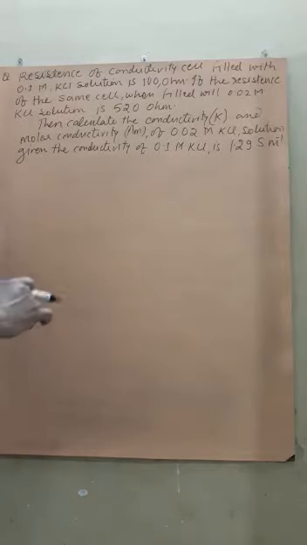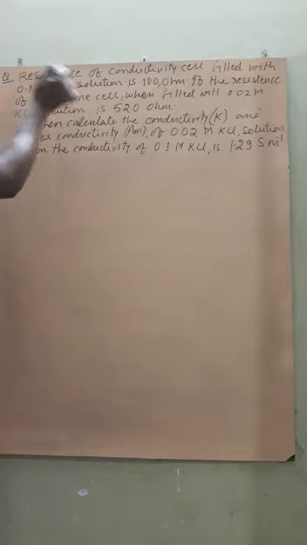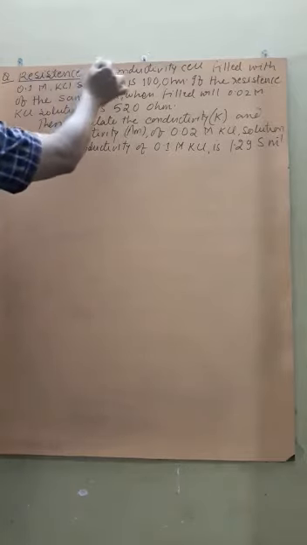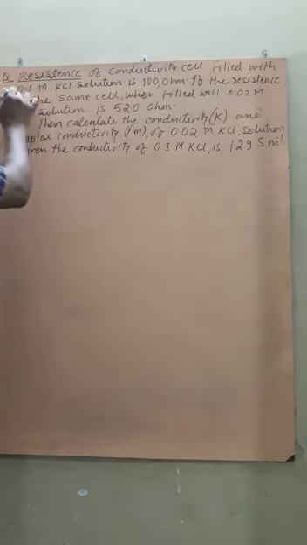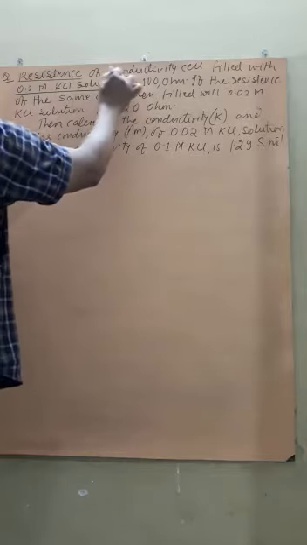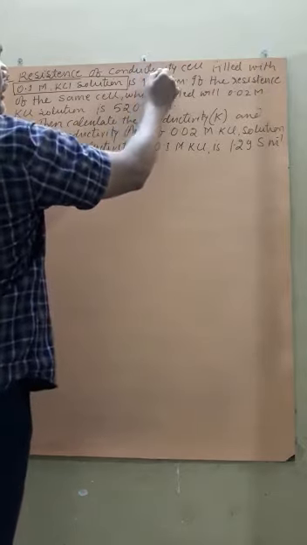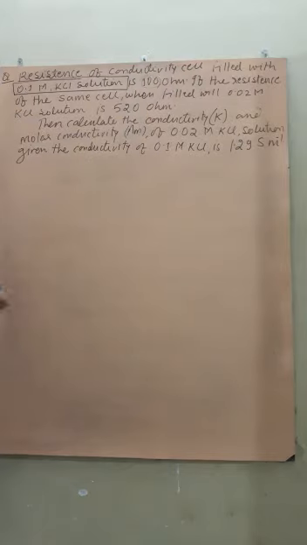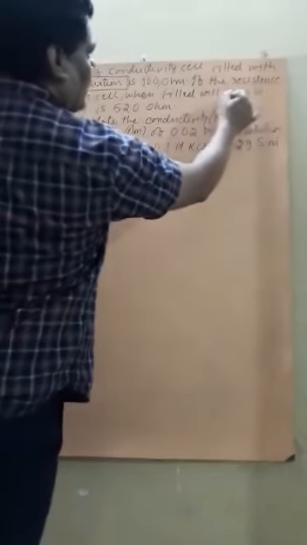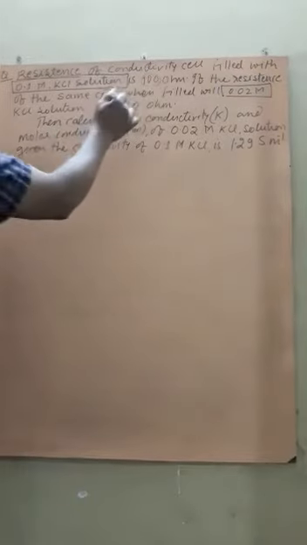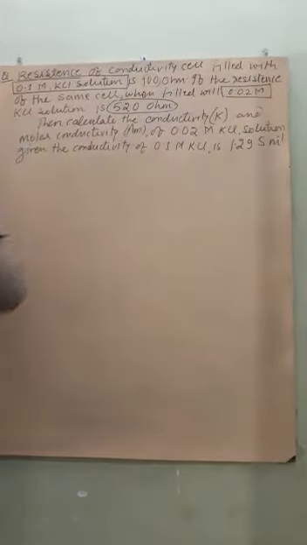Yes, student, this is one more numerical. The resistance, that is R, of a conductivity cell filled with 0.1 M KCl solution is 100 ohm. If the resistance of the same cell, when the concentration is changed, is also changed to 520 ohm.